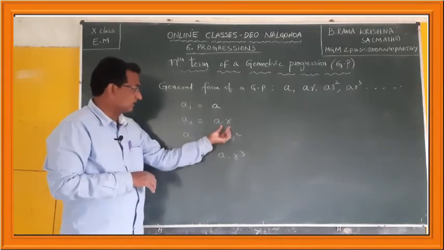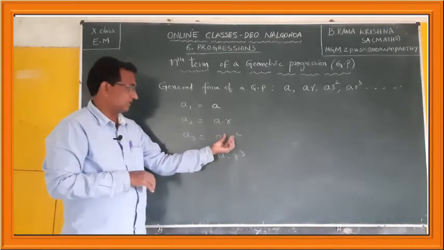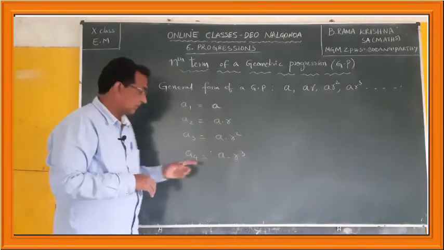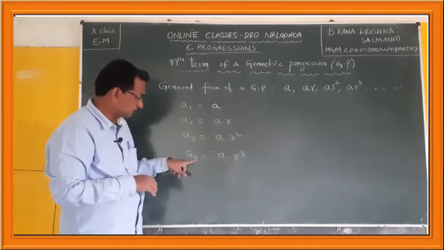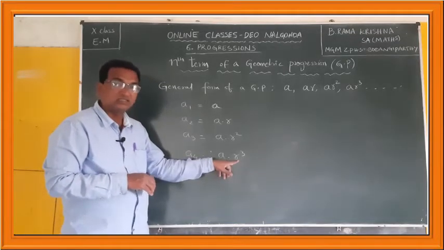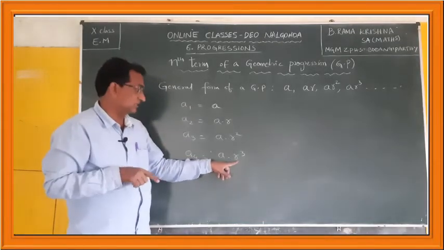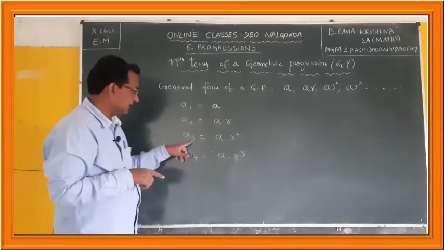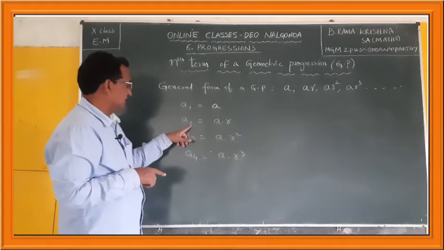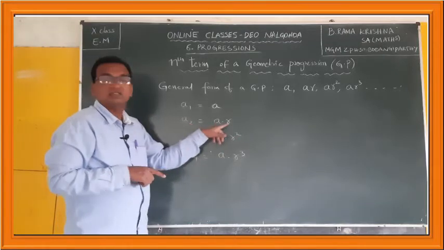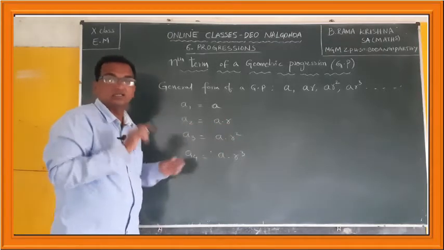Okay, what is happening here? r, here r square, r cube. Here we want the fourth term. If we want the fourth term, you have to multiply that fixed value 3 times, therefore r cube. Here 3 times means you have to multiply r 2 times. For the second term you have to multiply r a single time.